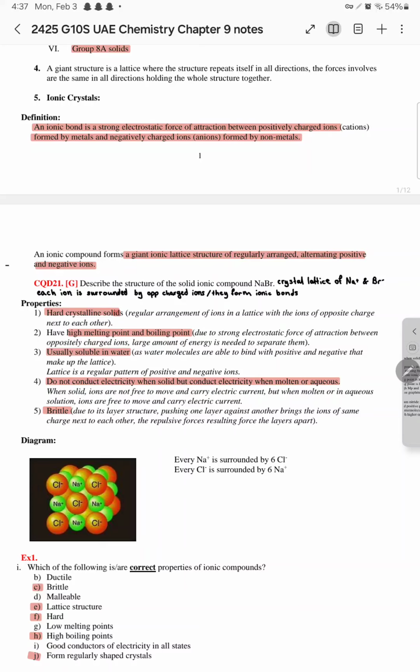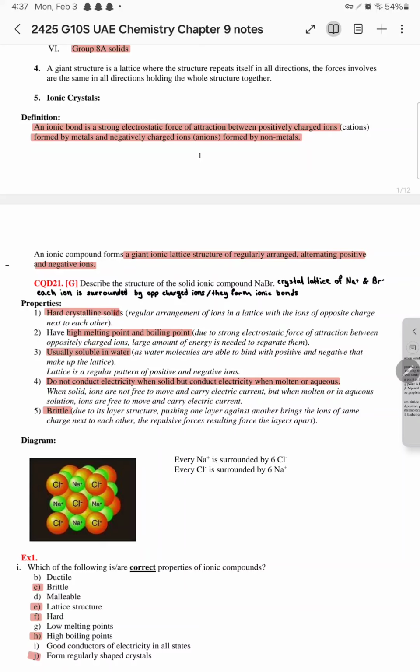Their properties are that they're hard crystalline solids because they're regularly arranged with opposite charges on top of each other, and they have a high melting and boiling point because it's a strong electrostatic force of attraction between the oppositely charged ions. They're soluble in water because water molecules bind to ions, positive and negative. They don't conduct electricity when they're solid because there are no free moving ions, well, ions in this case. They only conduct electricity when they're molten or aqueous, because then their ions are free and they carry electric charge.